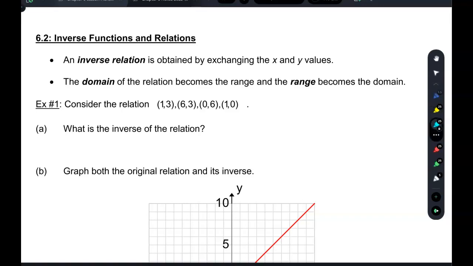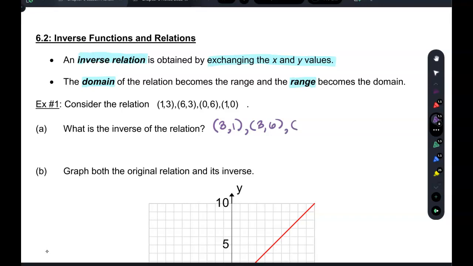Inverses. Let's take a look. An inverse relation is when you switch the x and the y values. Basically, we switch the domain and the range. Let's look at this relation, a set of ordered pairs. What would the inverse of this relation be? We're just going to switch this around. So 1, 3 turns into 3, 1. 6, 3 becomes 3, 6.